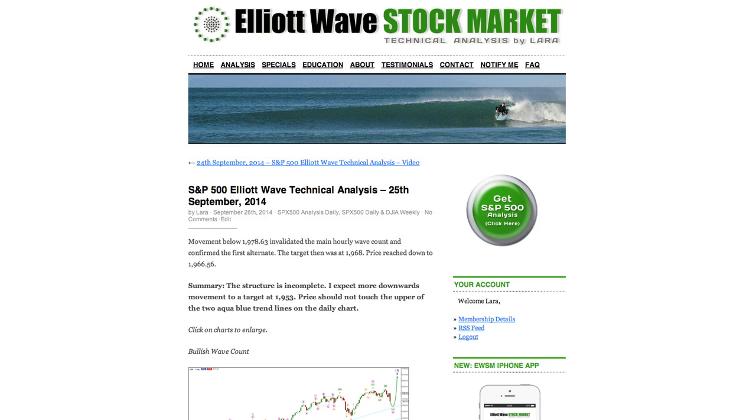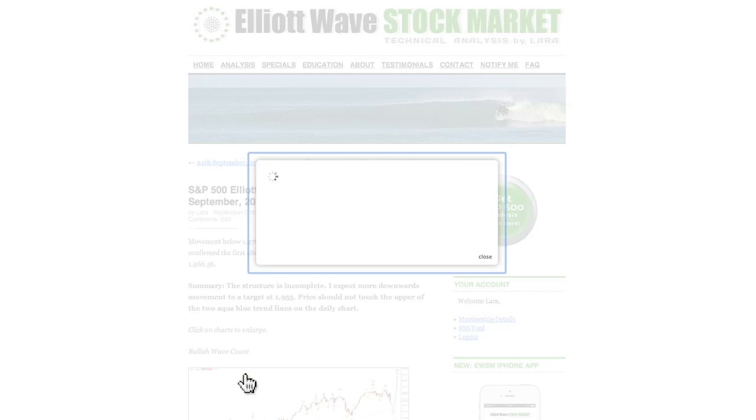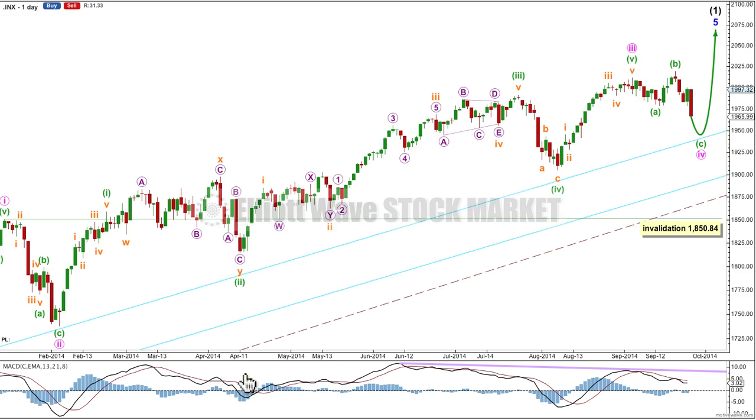Price is below that target and the structure is incomplete. I'm expecting more downward movement. The target is now 1953. I do not expect price to touch the upper of the two aqua blue trend lines on the daily chart. At this stage, those trend lines again are critical.